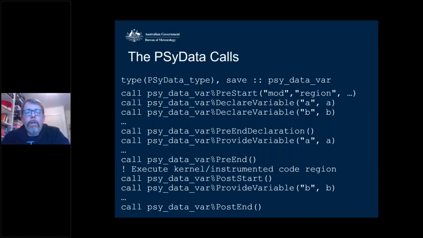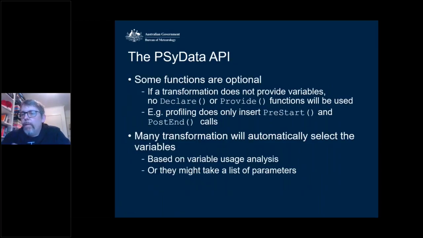Some of the functions are actually optional. So if you don't have any variables for a transformation, for example, an initialization function might not have any input parameters, then there will be no declare call or no provide function call. Profiling is actually a special case, since profiling is performance sensitive. The profiling transformation will only insert the pre-start call and a post-end call, nothing else, because for profiling you don't need variables and we don't need any of the other functions.